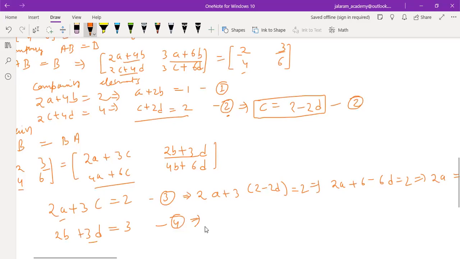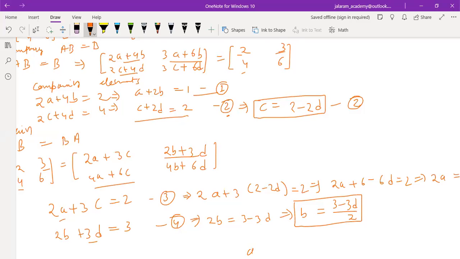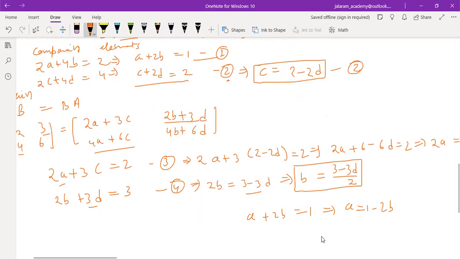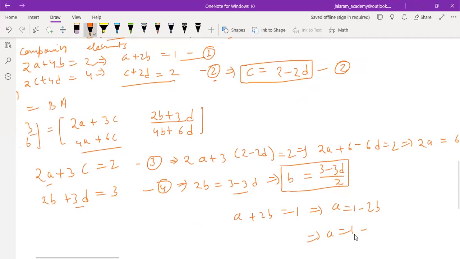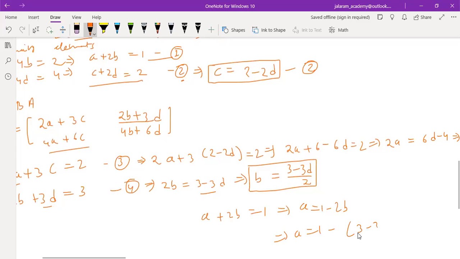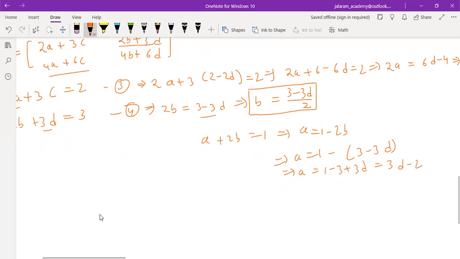And B is already in terms of D. 2B equals 3 minus 3D. It means B equals (3 minus 3D) upon 2. And using this value of B and equation 1, we can find A also in terms of D. A equals 1 minus 2B, and 2B is 3 minus 3D. So A equals 1 minus (3 minus 3D). That is A equals 1 minus 3 plus 3D. That is 3D minus 2. So A equals 3D minus 2.